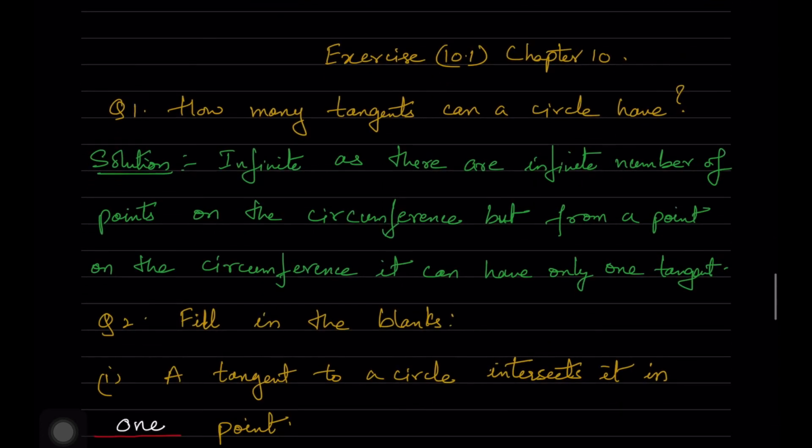Now exercise 10.1, chapter 10. We have all these as fill in the blanks or short answers. So how many tangents can a circle have? A circle can have infinite tangents, as there are infinite points on the circumference, but from a point on the circumference it can have only one tangent. So a point on the circumference of a circle will have only one tangent, but a circle can have infinite tangents.